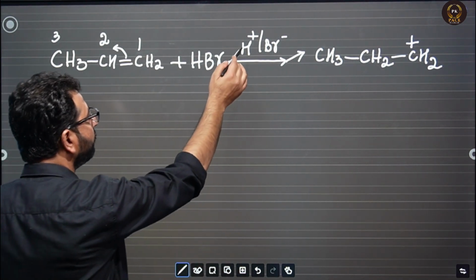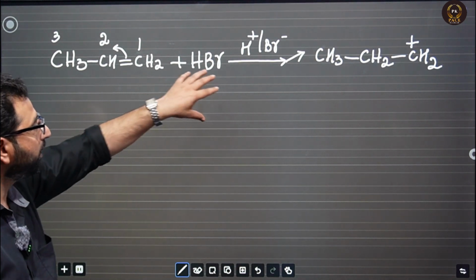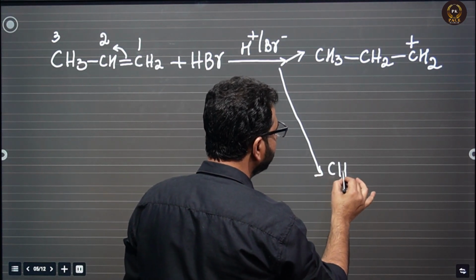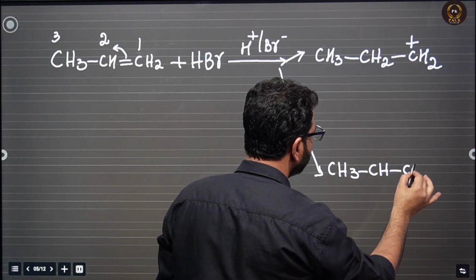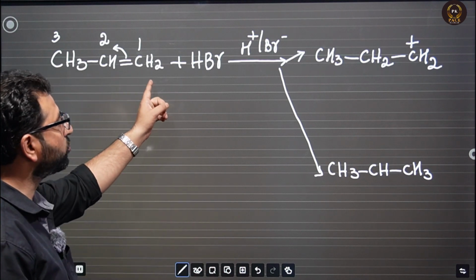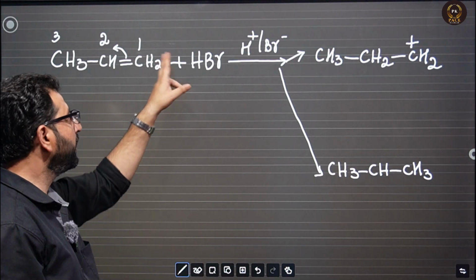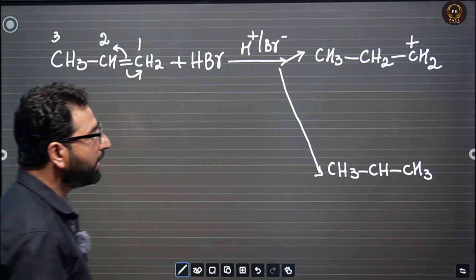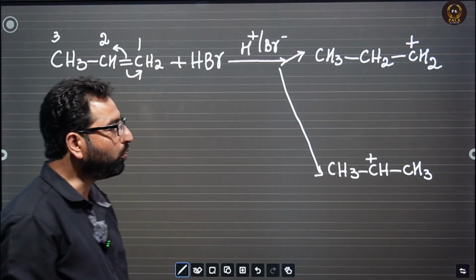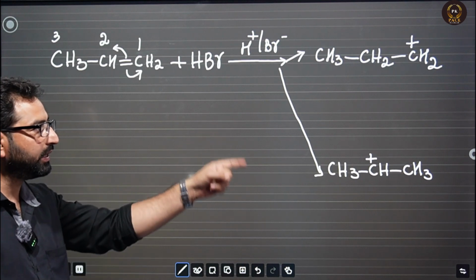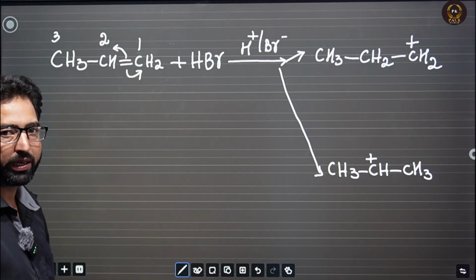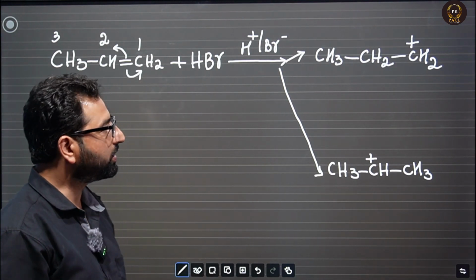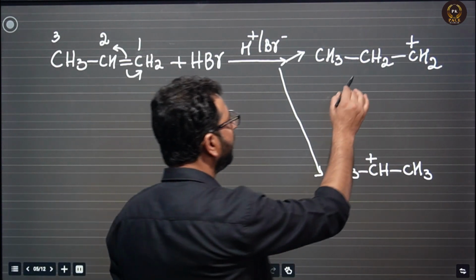Now if this H attacks the first carbon, what will be the intermediate? The intermediate will be CH3CHCH3, because here we have CH2, and when H attacks the CH2 it becomes CH3, the bond goes to this side, and the positive charge gets created here. So in this process we get two carbocations. These are the reaction intermediates, called carbocations. As we have already discussed, a carbocation is a species where the carbon has a positive charge and 6 bonded electrons. Now see here, this is a primary carbocation.